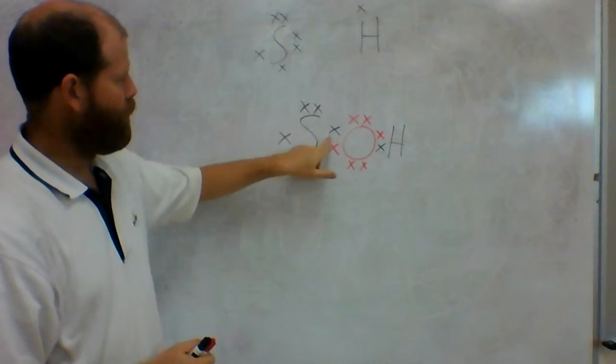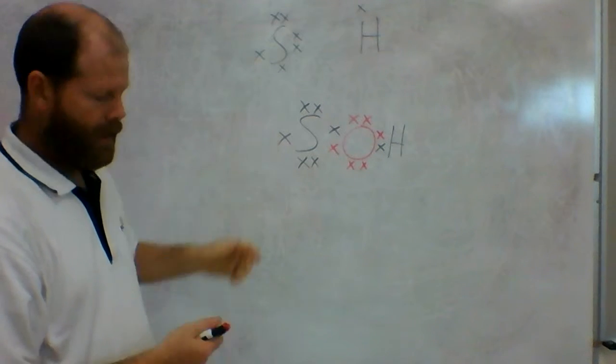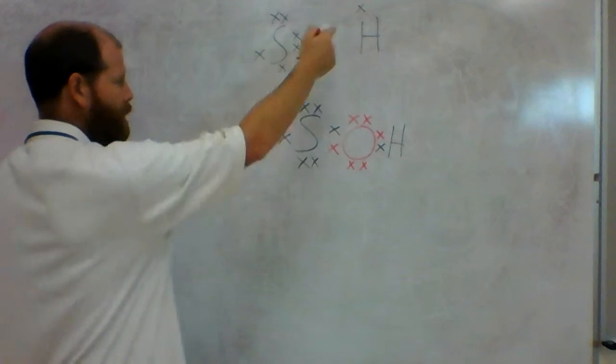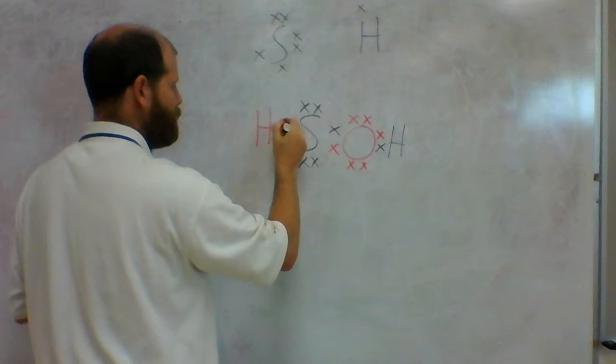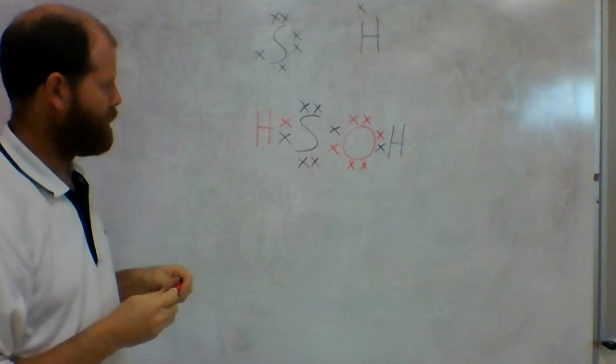The sulfur has 2, 4, 6, 7. And so it's going to need something else over here. Let's draw hydrogen over here so that we get that attached in there.